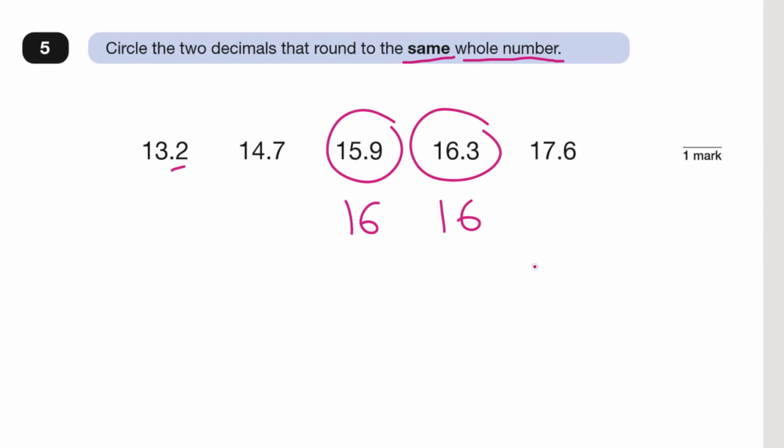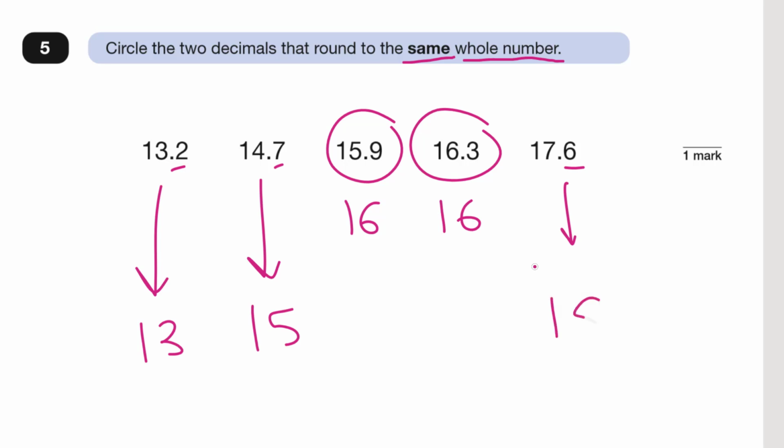If you wanted to be sure, you could go to each one. So 0.2 means that's going to get rounded down. 0.7 means that's going to get rounded up. 0.6 means that's going to get rounded up. So you could try and round each number and then find the ones that are the same, but it says circle the two decimals. That means there's only two answers. So you're going to use a bit of a process of elimination first. Use a bit of common sense to see which two numbers are fairly close.